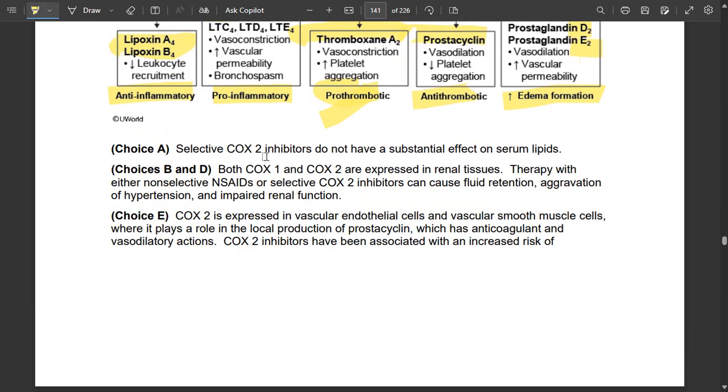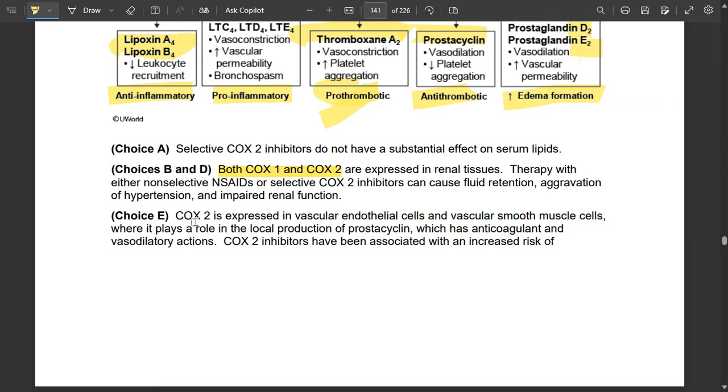Okay, selective COX-2 inhibitors do not have a substantial effect on serum lipids. Both COX-1 and COX-2 are expressed in renal tissues. Therapy with either non-selective NSAIDs or selective COX-2 inhibitors can cause fluid retention, aggravation of hypertension, and impaired renal function. So they must be given very cautiously.